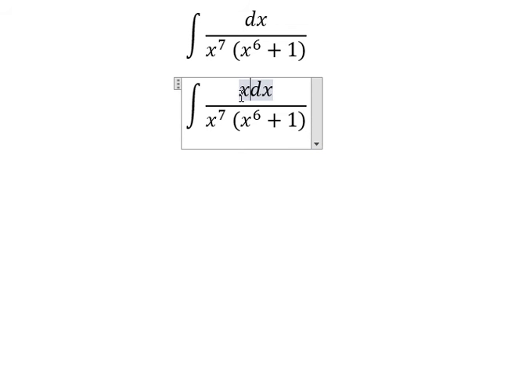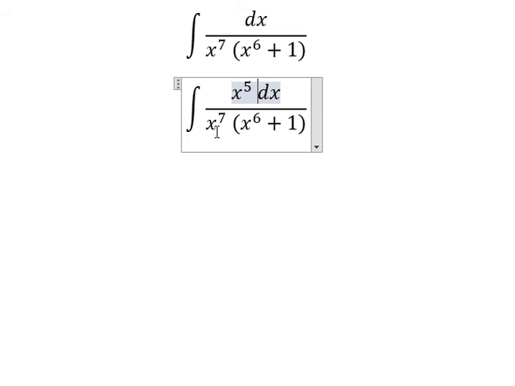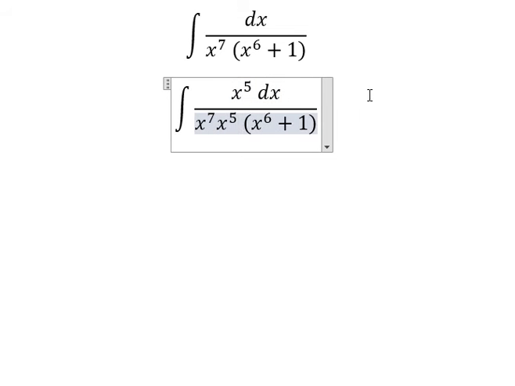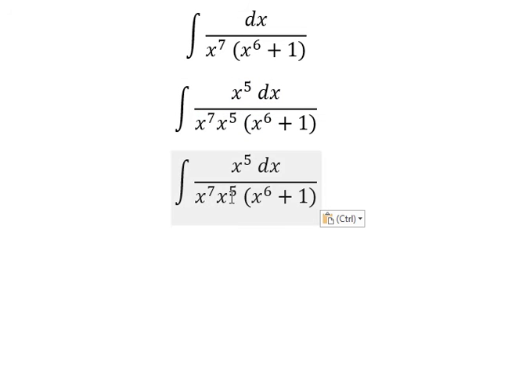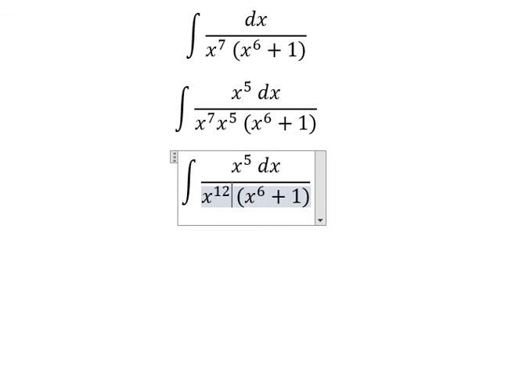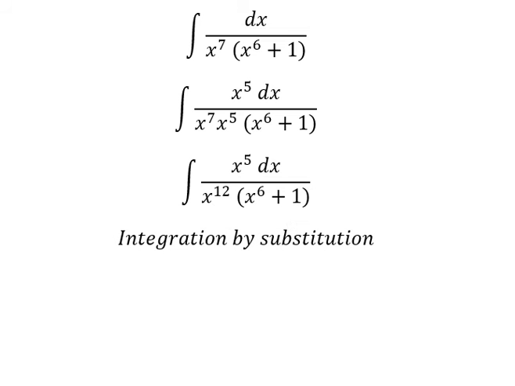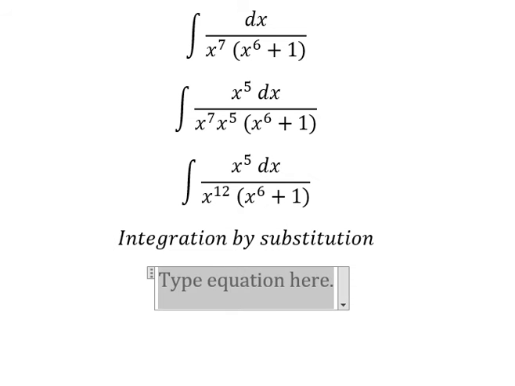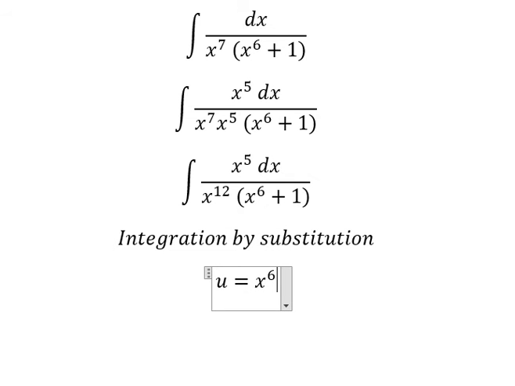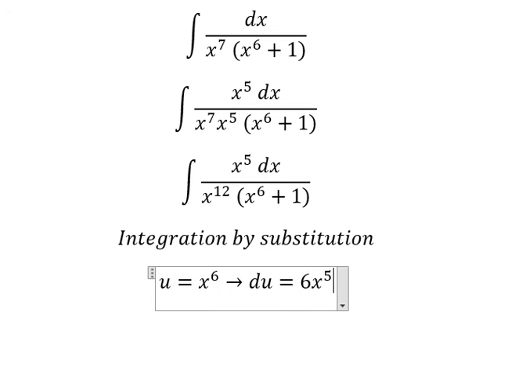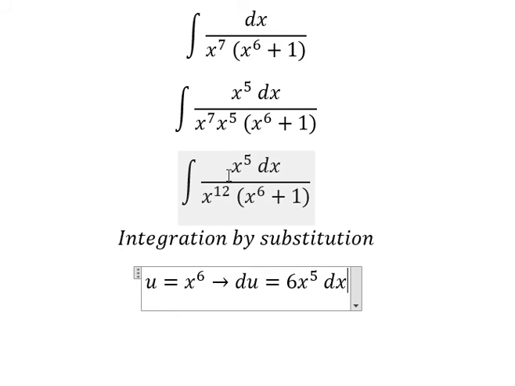We multiply by x to the power of 5 on numerator and denominator. This one you got about x to the power of 12. So I need to use integration by substitution. So I will put u equal to x to the power of 6. So if I do the first derivative for both sides, we have 6x to the power of 5 dx. Because we don't have number 6, we divide both sides by number 6.